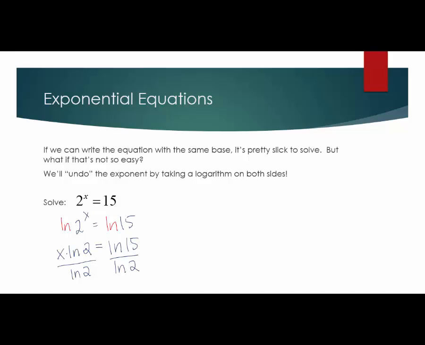Note that I can't just divide by 2. This is one number itself, the whole thing, natural log of 2. So I have to keep that together, don't separate those. But this is going to give me, again, that same result, the natural log of 15 over the natural log of 2, or about 3.907.